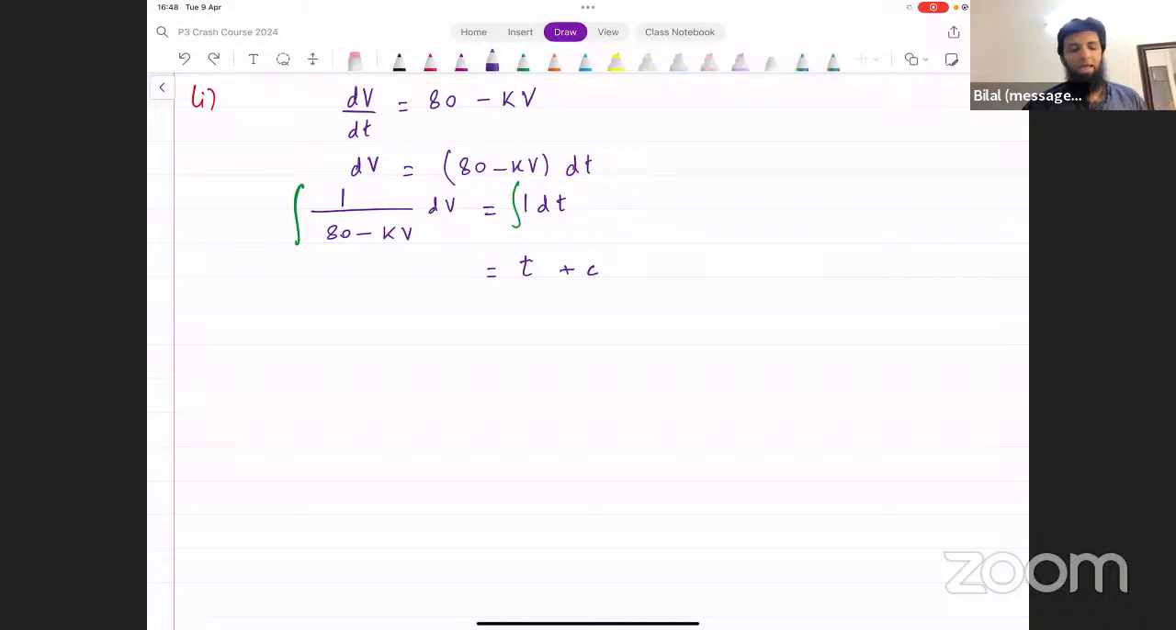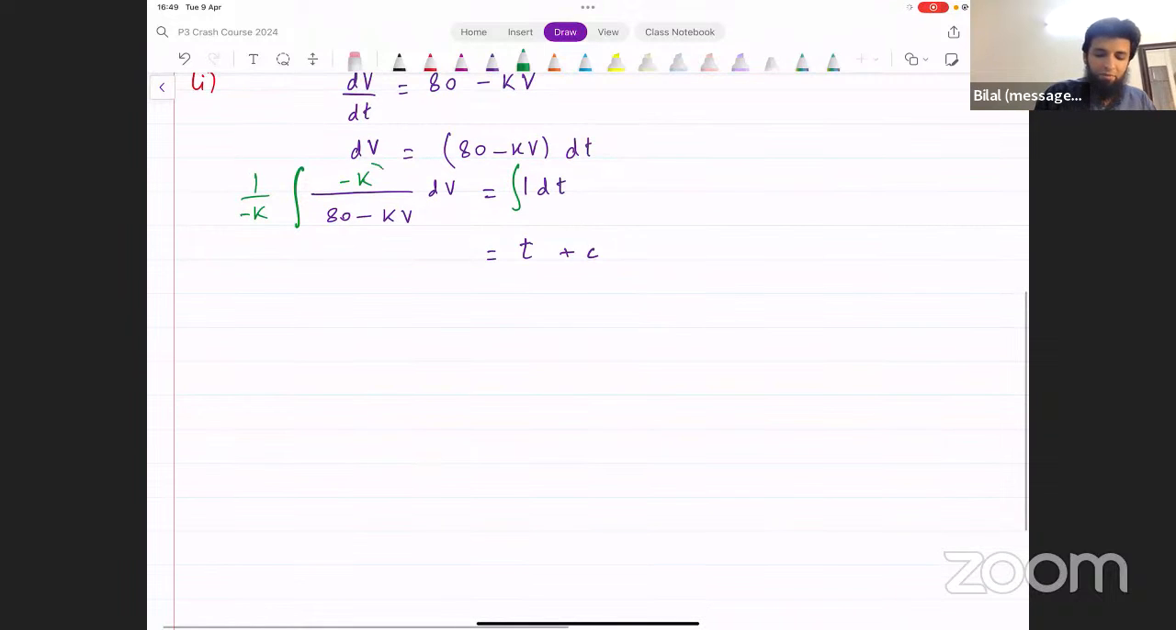ln rule? ln rule again. Why? Because what's the derivative of the denominator? It's just minus k. We want minus k in the numerator somehow. Now, minus k is a constant, so we can bring minus k in the numerator. We could say in the numerator, we have minus k.